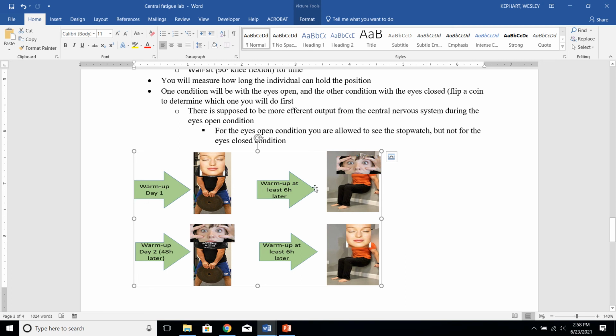You really shouldn't get sore from isometric contractions, but just in case you have any soreness, then flip it. Eyes open here, eyes closed there. Hopefully, all of that makes sense.